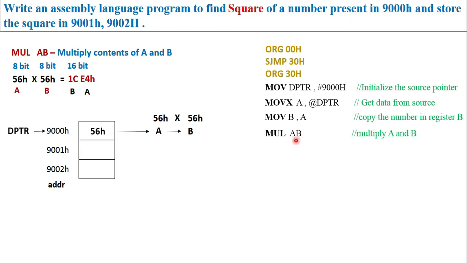After multiplication, we have just seen the answer, that is 1CE4. The contents of A and B will be changed. Accumulator will now have E4 and B register will have 1C. That is, 1CE4 will be stored in these registers. Now after the result is obtained, we need to store back the result, the square. We need to store the result in 9001 and 9002.